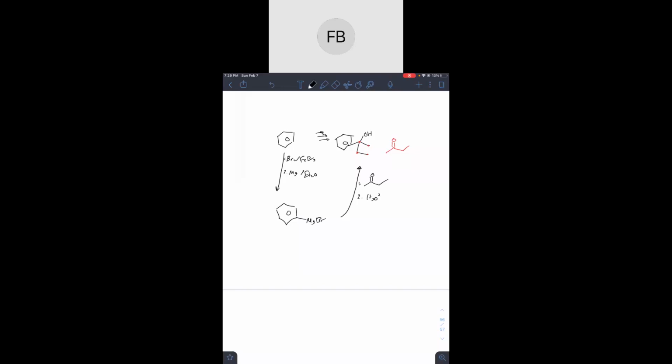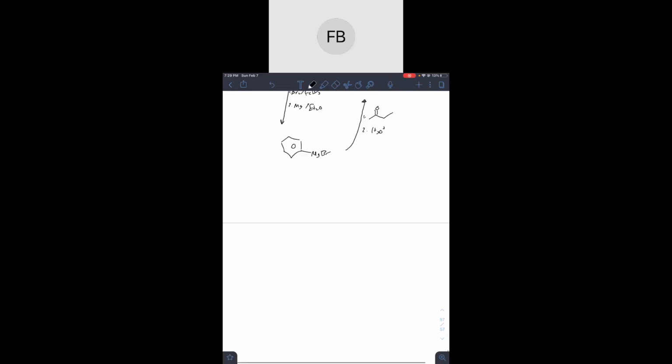Okay, so question 5G from February 4th. Go all the way down to page 8 if you're trying to follow along. All the way down to the end of page 8 is 5G. All right, so what do we have? Here is a ring, a cyclohexane.